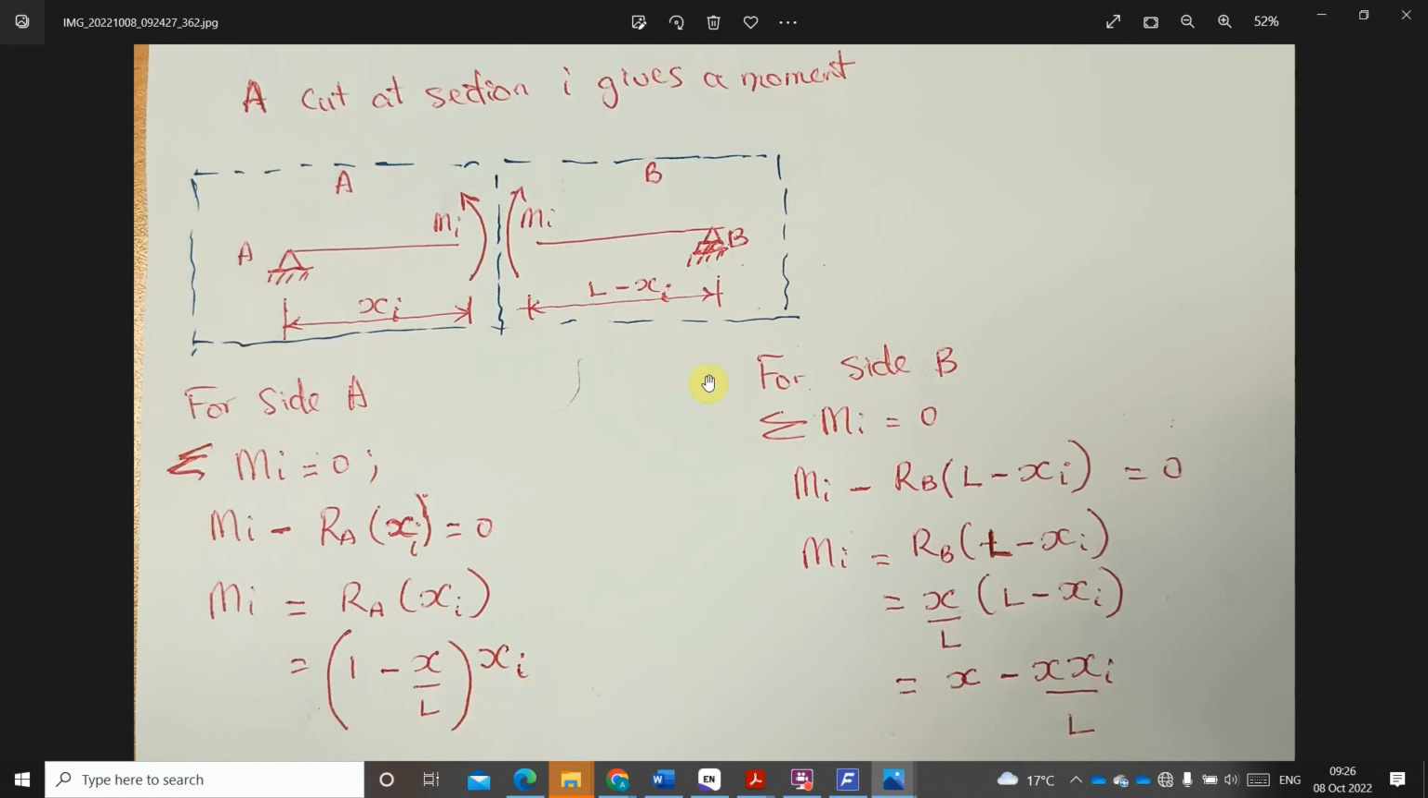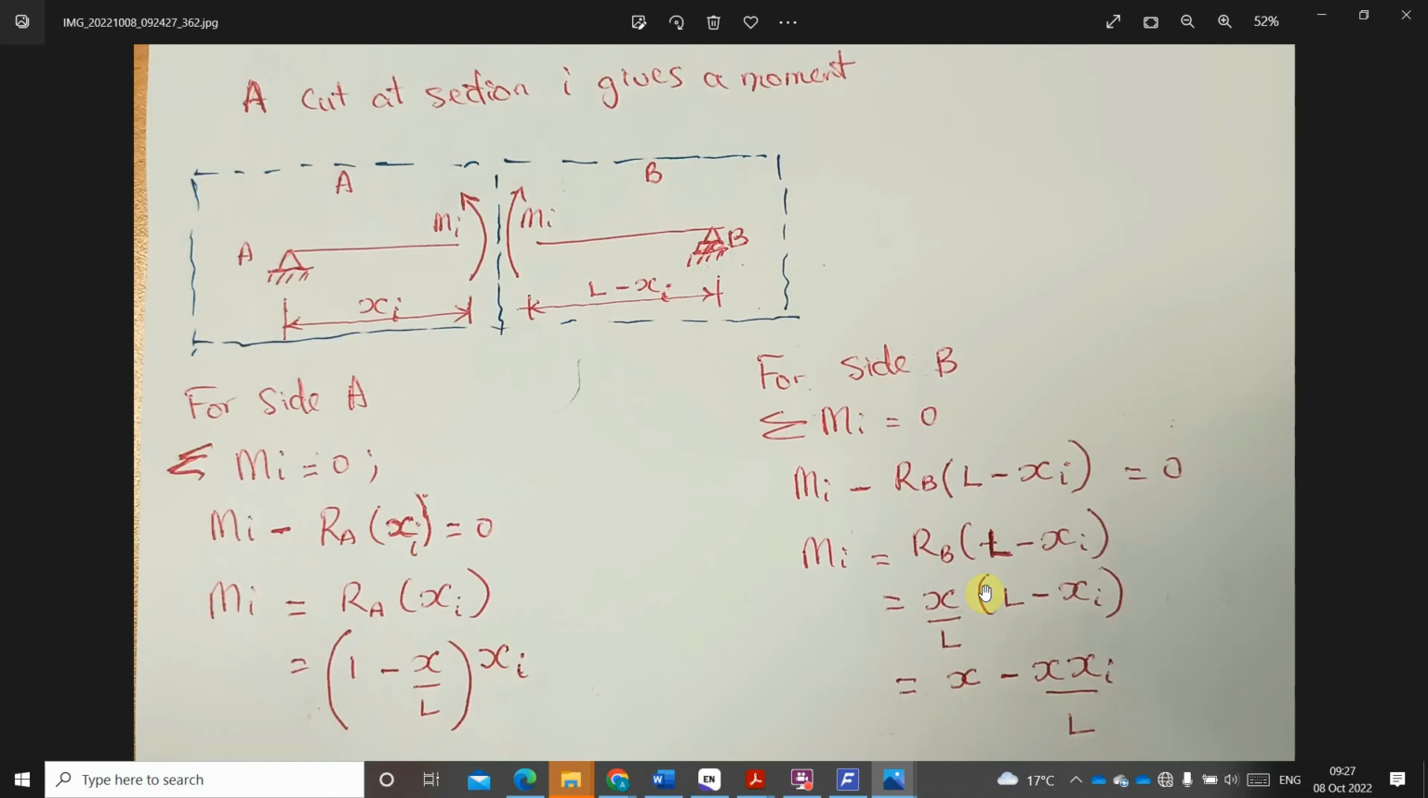Now looking at the other side, at side B, considering this side, if we take the moment about I to be equal to 0, we have our moment about I minus reaction at B times this distance, L minus Si, that's the distance from here to here, equal to 0. So our moment about I will give us this particular solution. Now, you know our reaction at B is S over L, so this is why we have S over L here. So it's very easy, it's straightforward.